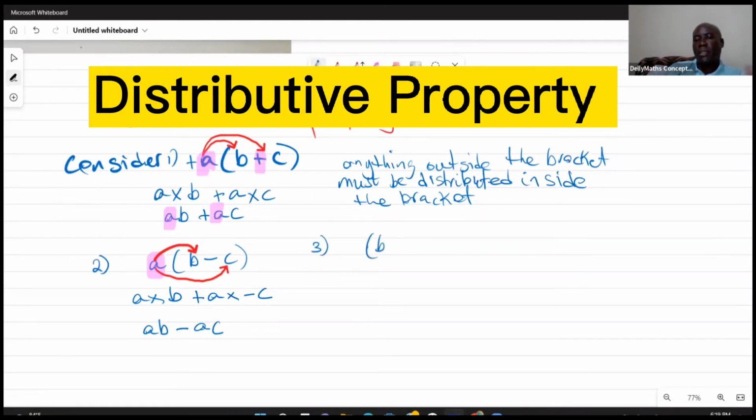We'll have B plus C, and the A could be at the back. The observation I want you to make is that there is nothing between the letter A and the bracket, which means that multiplication is taking place. This A will multiply by the B. This same A will multiply by the C. So even if it is at the back, the procedure remains the same. A times B. It's a positive A times C. We will get AB plus AC. And it is the same thing like number 1.